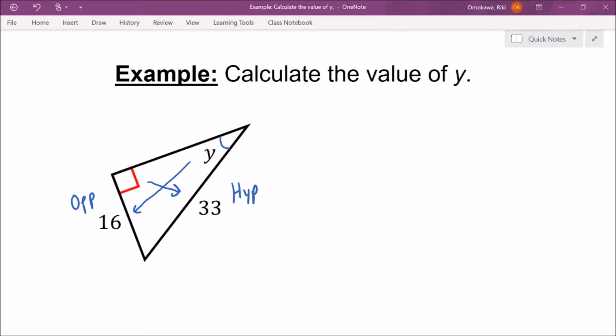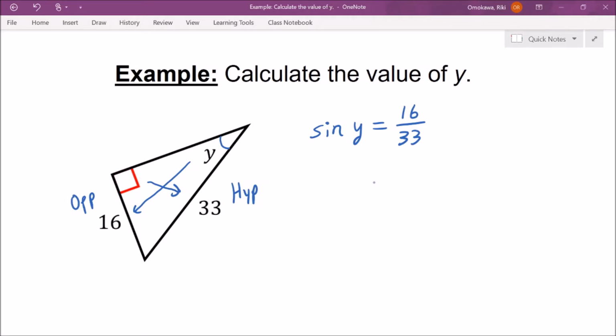And so we can set up an equation the same way we did before. So we've got the sides opposite and the hypotenuse. Which ratio is that? Sine, cosine, or tangent? That's sine. So we do sine, and then always, it's sine of the angle we're working with. So sine of y, even though it's an unknown. And then that equals opposite over hypotenuse, so 16 over 33.